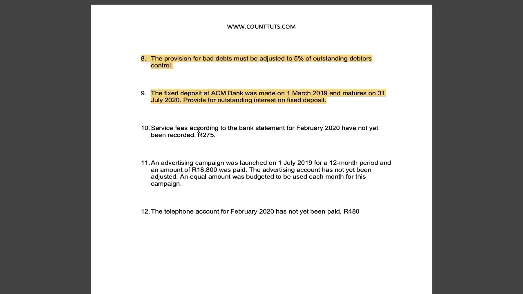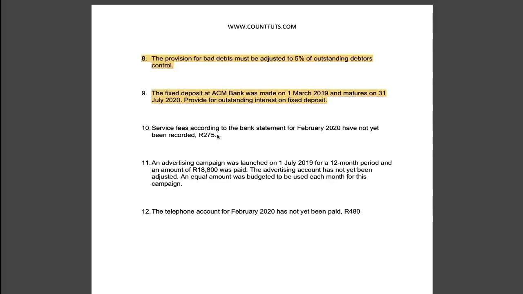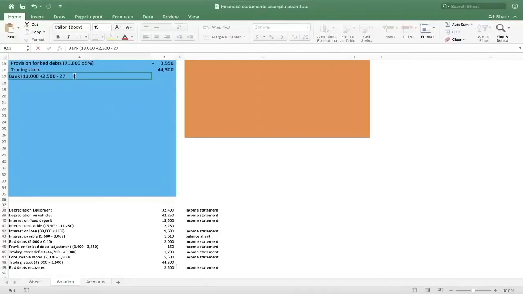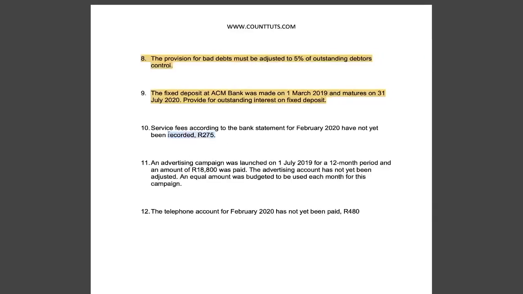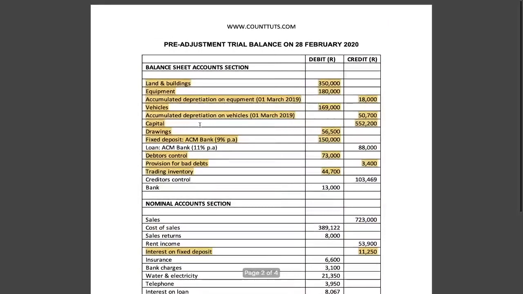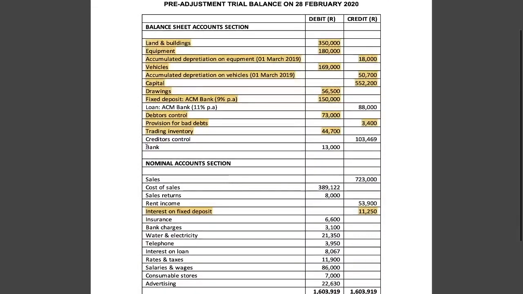Okay, there may be more than one thing, just as we have seen with the bank account. We have two things. So we're going to deduct this 275 rand because it's the bank charges, or it forms part of our bank charges. So we're going to minus the 275 rand, and that will give us our answer for bank, 15,225 rand. Okay, now that we are done with bank, so let me highlight that one. We just finished it. We move on to the next one. So we know that now we have just done everything that is in our balance sheet section or balance sheet account section.